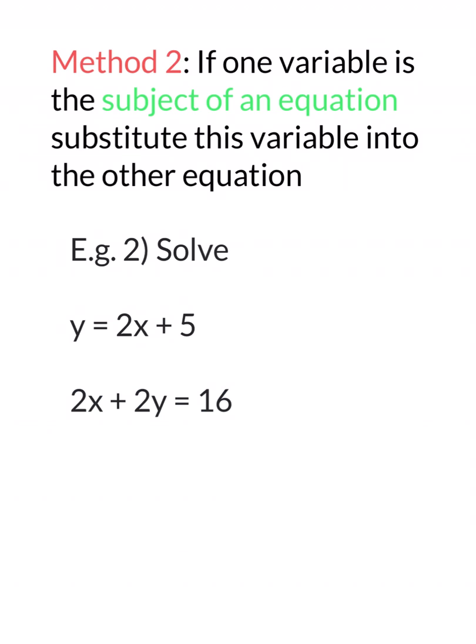For our second method, if one variable is the subject of an equation, so one variable, meaning x or y, subject of an equation means that it's by itself equal to, then we can substitute this variable into the other equation. So here's our second example. y equals 2x plus 5. Note, the y is the subject of the equation because it's y equals. And our second equation is 2x plus 2y equals 16.